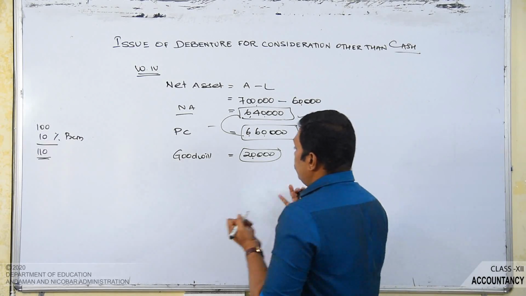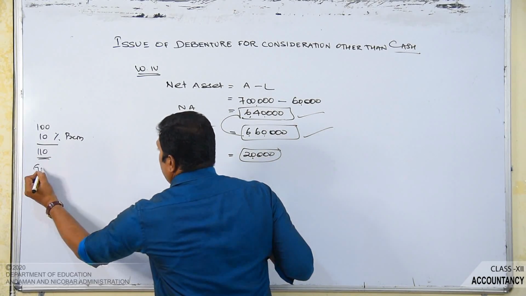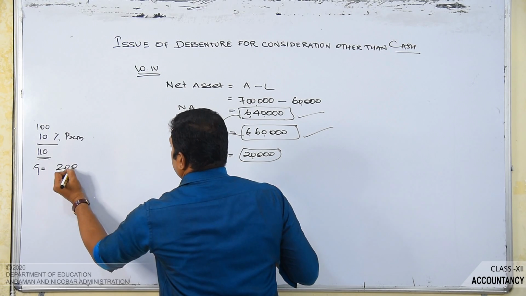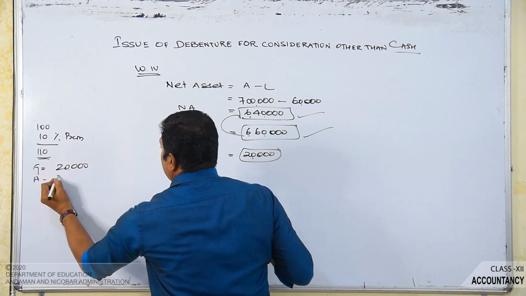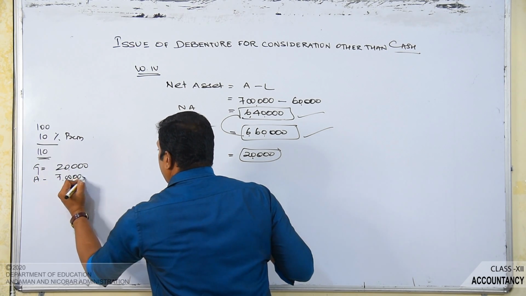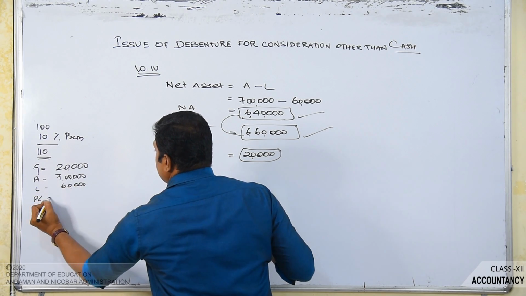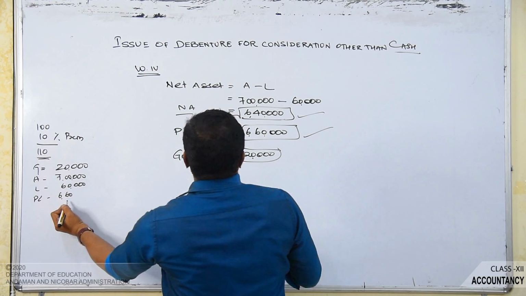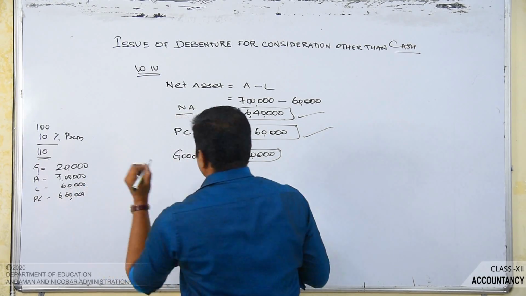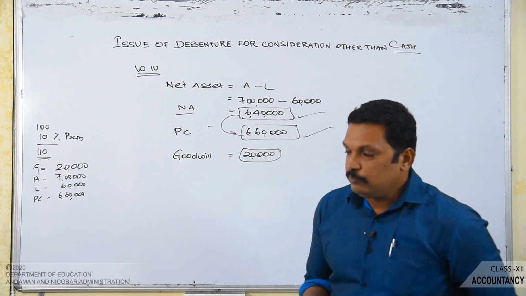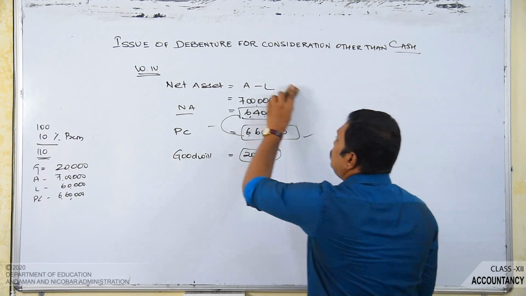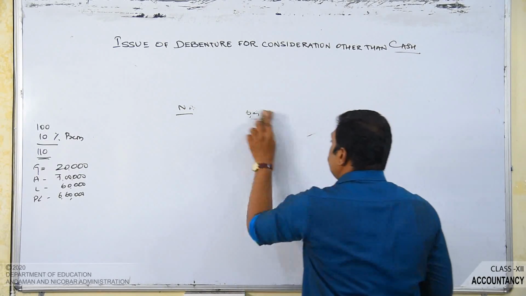So just take the amounts aside. What is the amount of goodwill? Goodwill is 20,000, and assets we got 7 lakh, and liabilities we have to pay is 60,000, and PC is 6,60,000. Okay, so now we can move to the entries. Here too we have to pass entries.